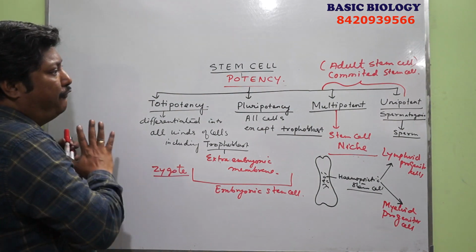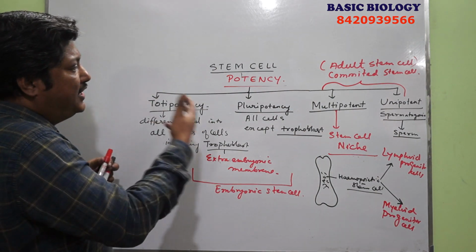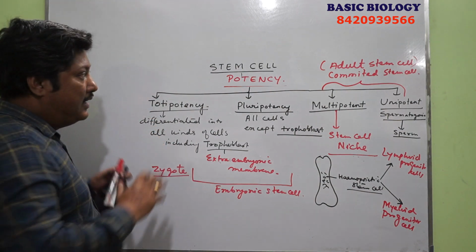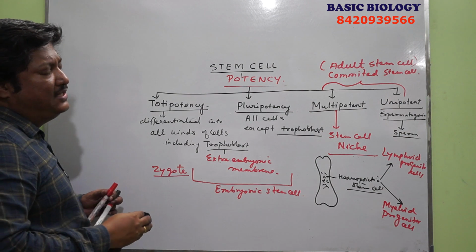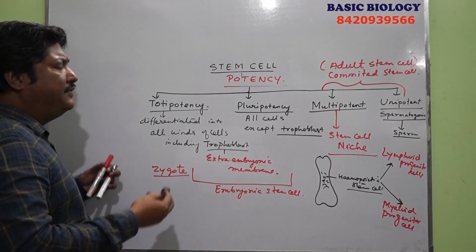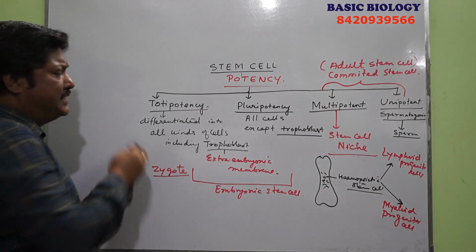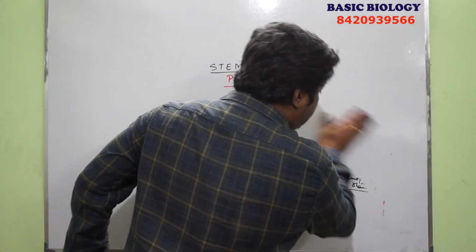So mainly four types of stem cells are present according to their potency. Now there is another type of cell also present which is not like a stem cell, but has a few features of stem cells, which are known as progenitor cells.